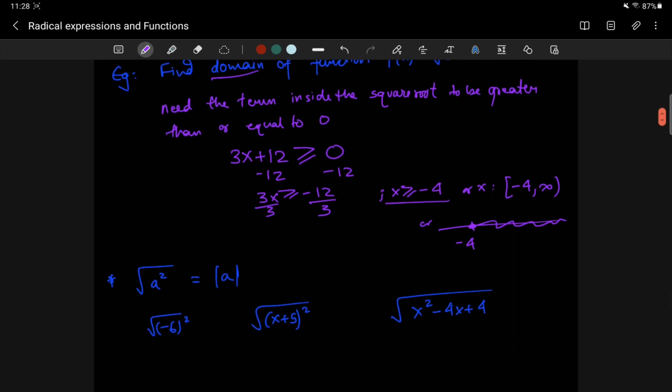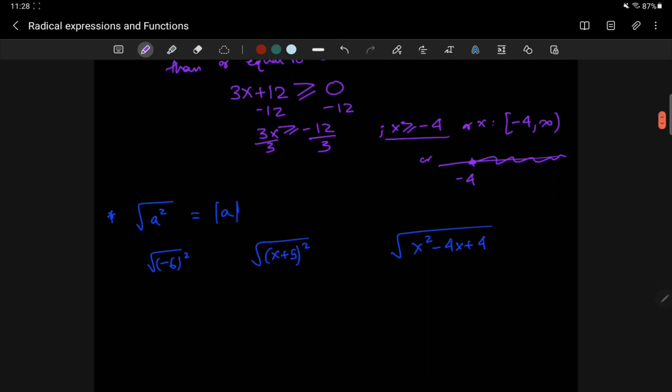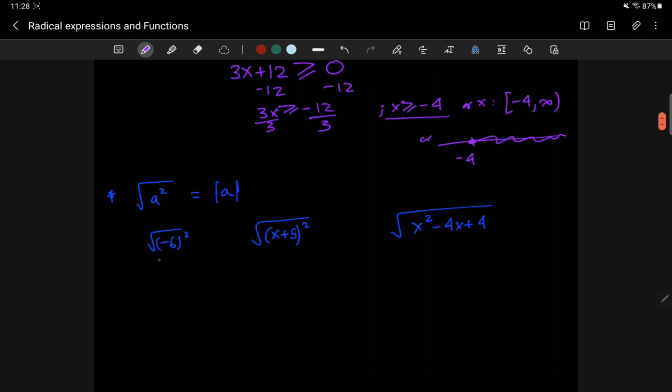Now, one thing that we need to define in order for this to be a function is that whenever we take the square root of something that is squared itself, it's the absolute value. So we always take the positive value. So for example here, square root of negative 6 squared would be absolute value of negative 6, which is positive 6. Square root of x plus 5 whole squared would be absolute value of x plus 5.